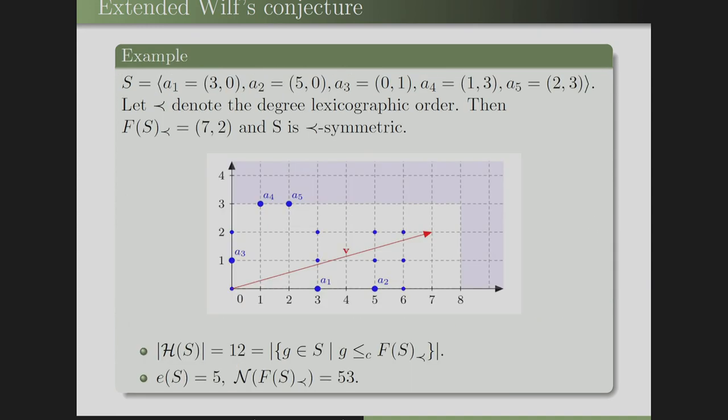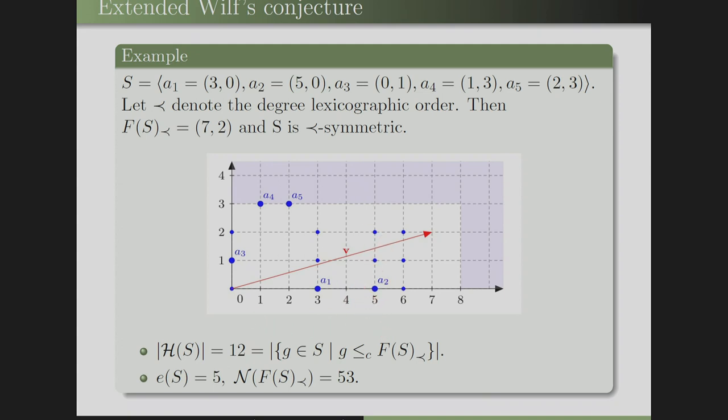For example, let's look at this example. Let S be the semigroup generated by (3,0), (5,0), (0,1), (1,3), and (2,3). Then here we can see (7,2) is the maximum with respect to the degree lexicographic order. And we see H(S) is these elements which are not pointed. So the cardinality of H(S) is 12, and the cardinality of this set of g in S with g less than or equal to C F(S) is also 12.